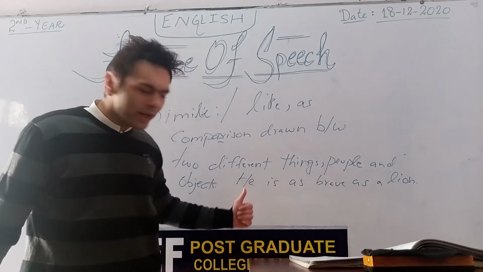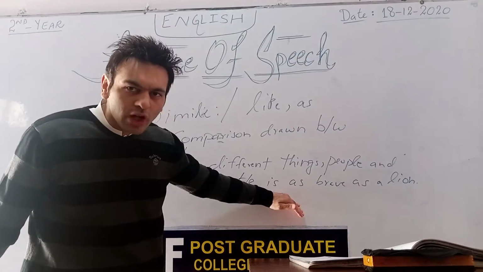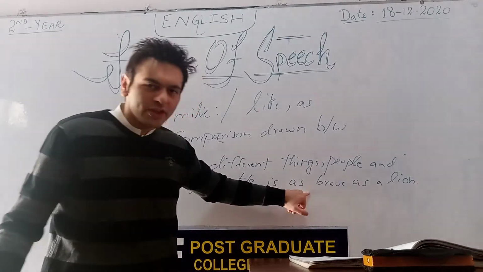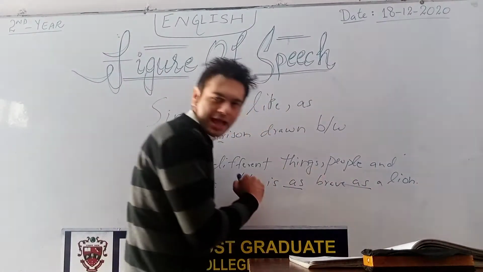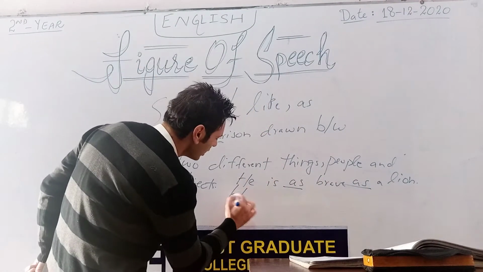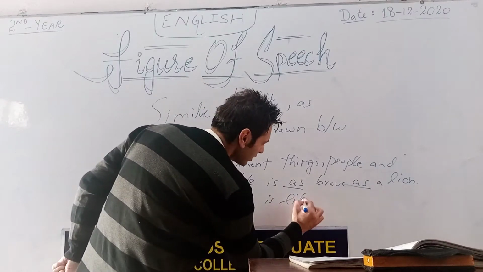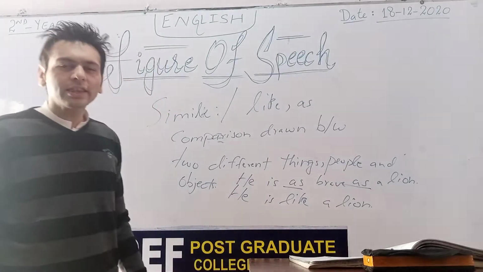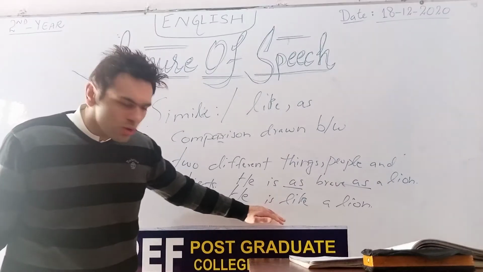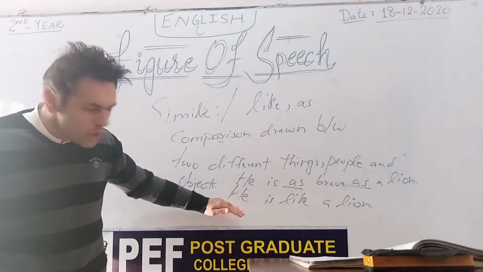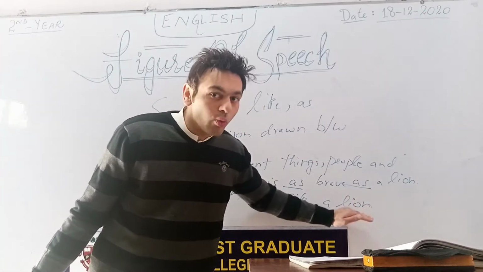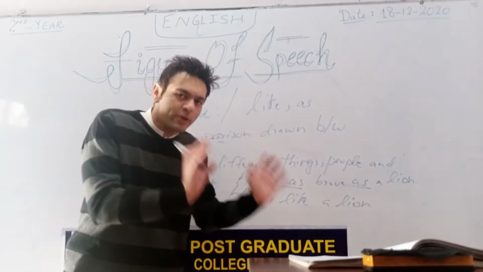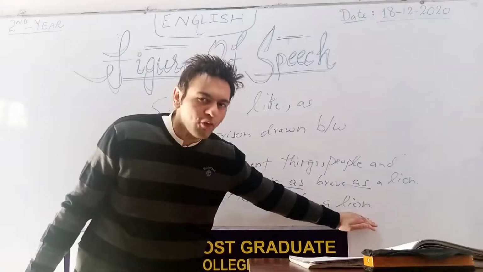So here, what am I trying to do? I am trying to compare two different things with the help of as. I can also say he is like a lion. So what am I trying to do? I am trying to compare a human with an animal. Why? Because this human has a quality of bravery that is typical of a lion.